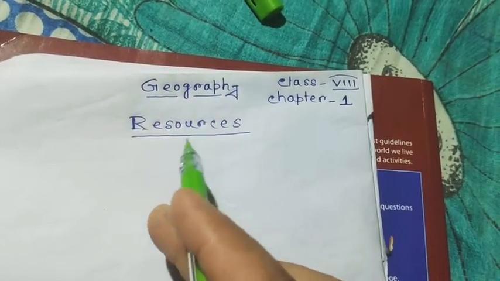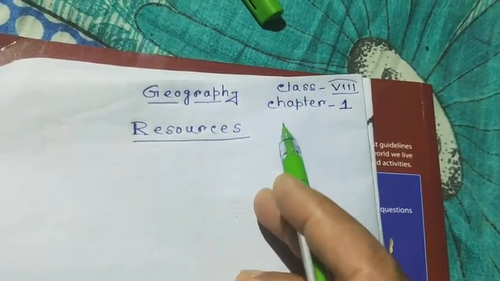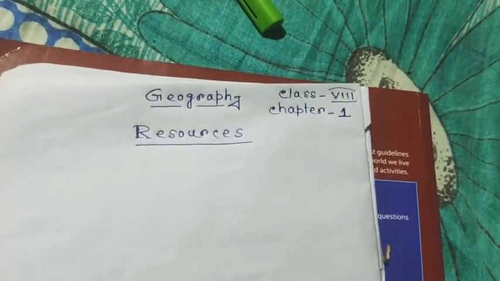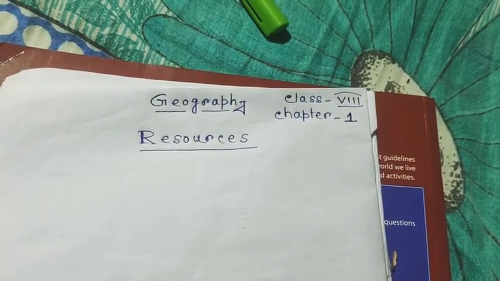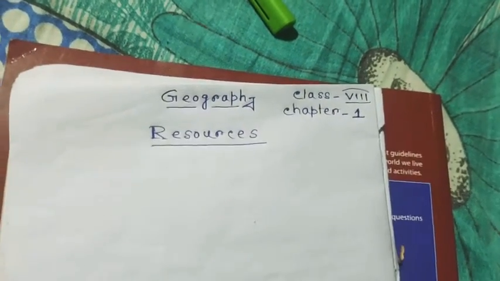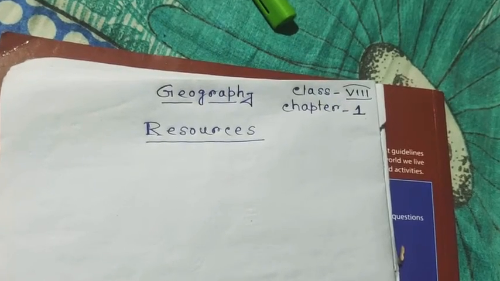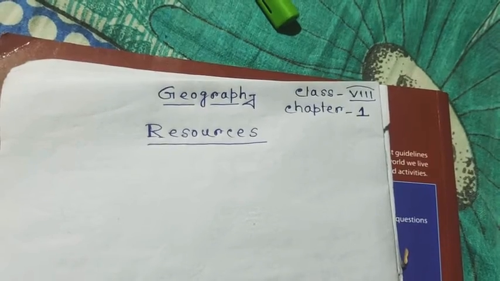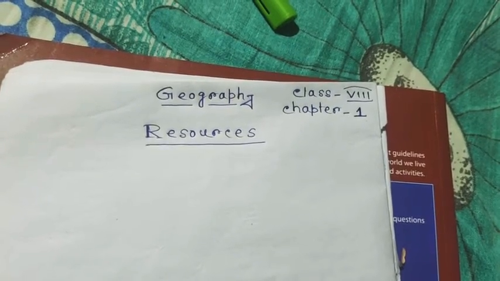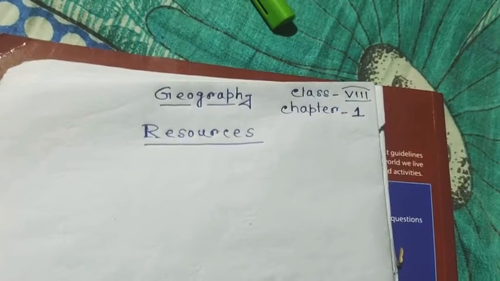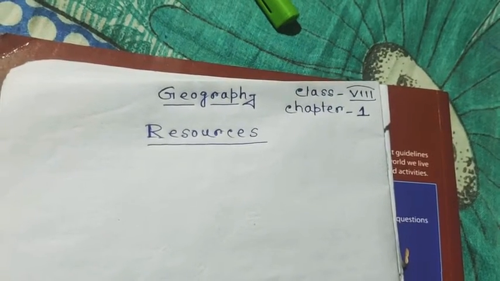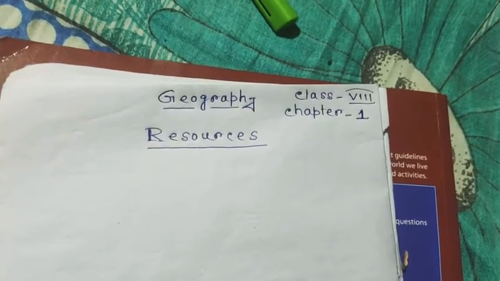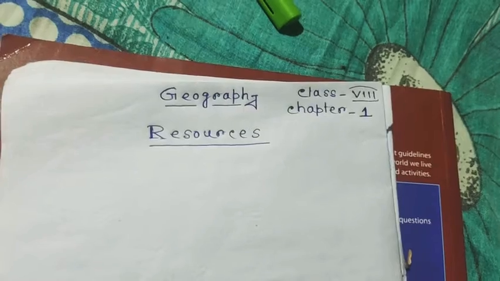Today we will discuss resources, Class 8, Chapter 1, Geography. First of all, we will know what a resource is, or what resources are. Resources are the things that we can see or find around us, like water, electricity, vegetables, textbooks, or any other material that fulfills our needs, like coal, petroleum, etc.